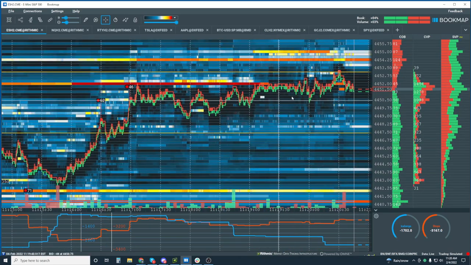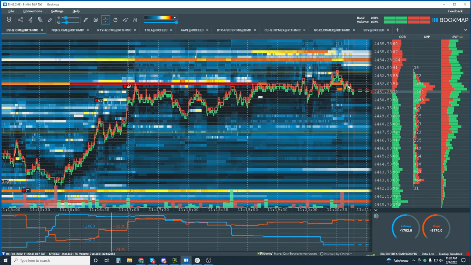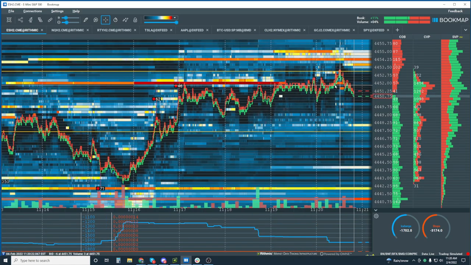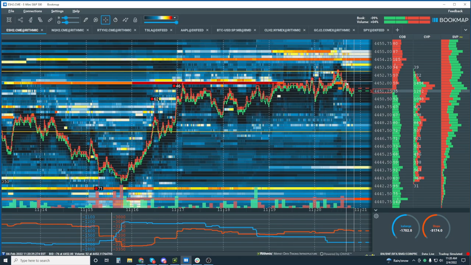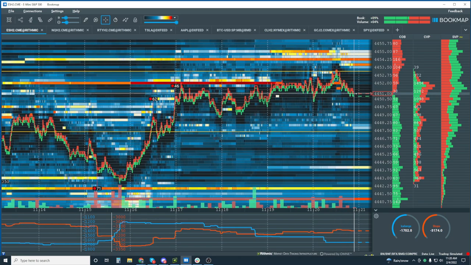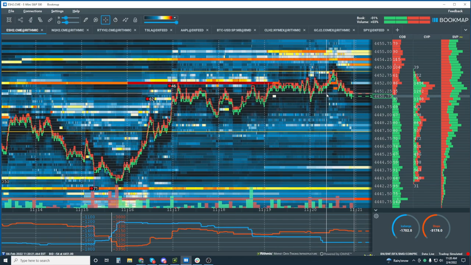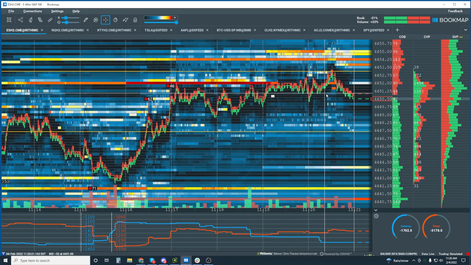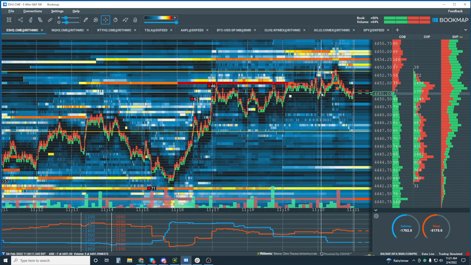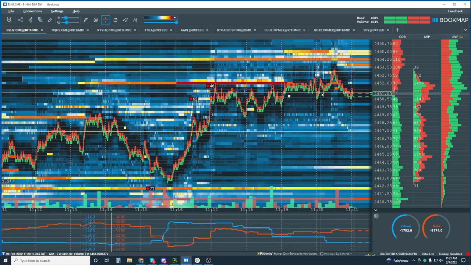Trying to read this and get an edge here. If we don't have an edge, you just don't trade. We're looking for that edge. If it doesn't provide an edge at our levels, then we shy away from it. This will keep you out of these really tricky sessions.